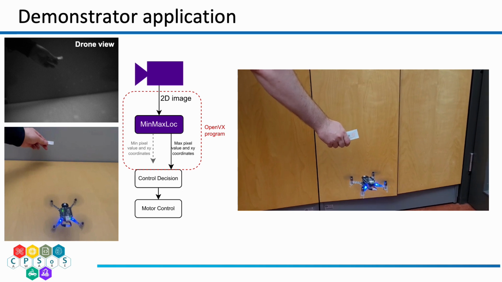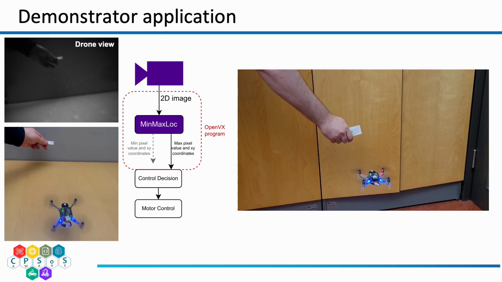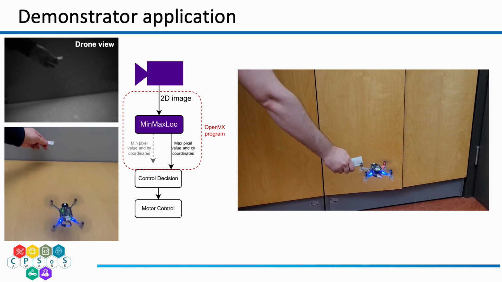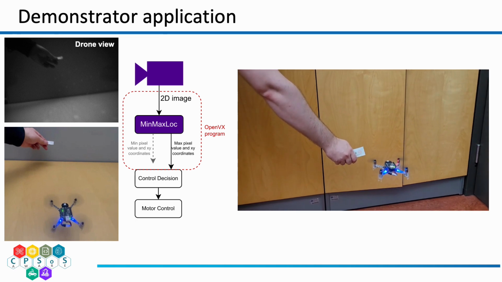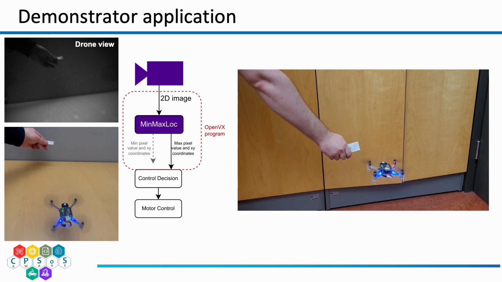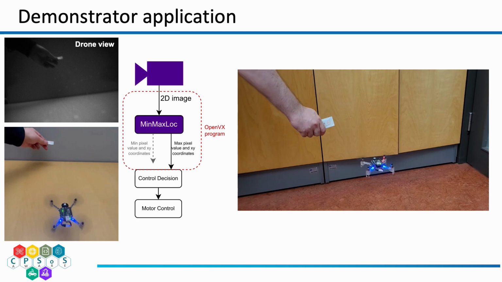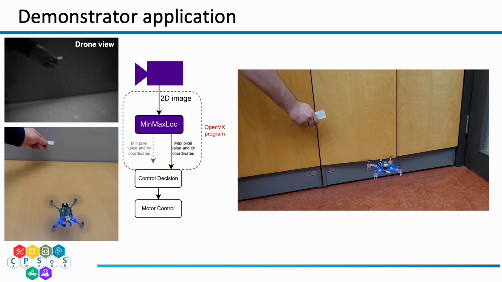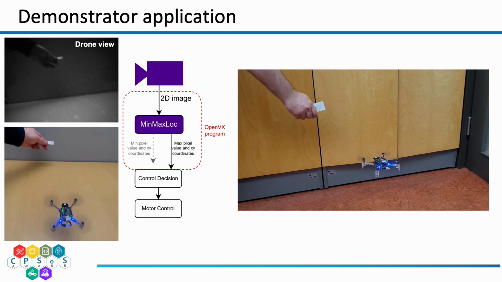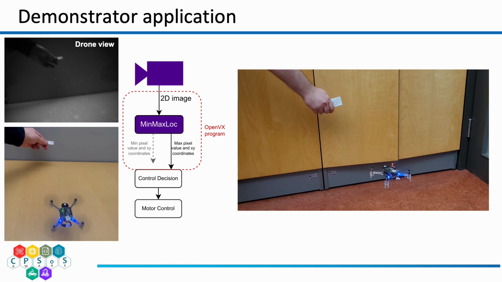The proof-of-concept application offloads to the pink FPGA a simple OpenVX program. The program consists of a single min-max-loc node as defined in the OpenVX specification. This node performs a reduction operation to find the pixel with the maximum and minimum brightness values. It also returns the coordinates of the found element. In this application, only the coordinates of the maximum value are used. The drone adjusts its height and orientation to face the brightest spot in the image.